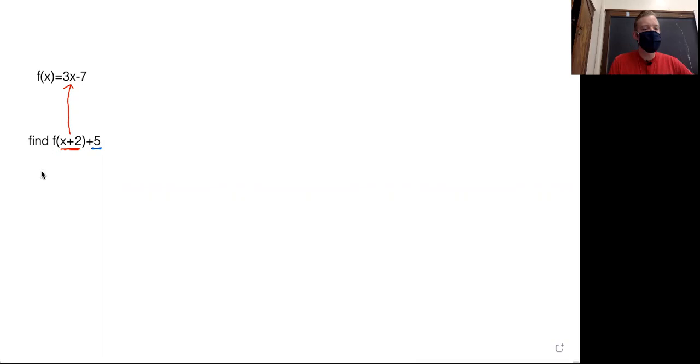So I know first off that my left-hand side should be the same as whatever I have right here. So I'm just going to write that down. f(x + 2) + 5. I also know that the 3 and the minus 7 are not going to change. Those are going to be the same because those are part of the original function. So I'm going to have 3 out front. I'm going to leave space for my parentheses, and I'm going to have minus 7.